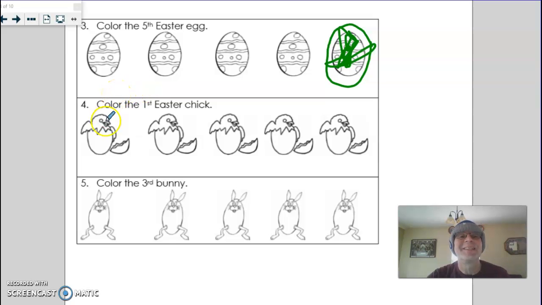Let's try these chickens down here. Color the first Easter chick. Oh, the first one. The first one's the easy one, isn't it? Let's try to find the first one. Let's see. First. There he is. The first Easter chicken right there. Let's count them all using ordinal numbers. First, second, third, fourth, and fifth.